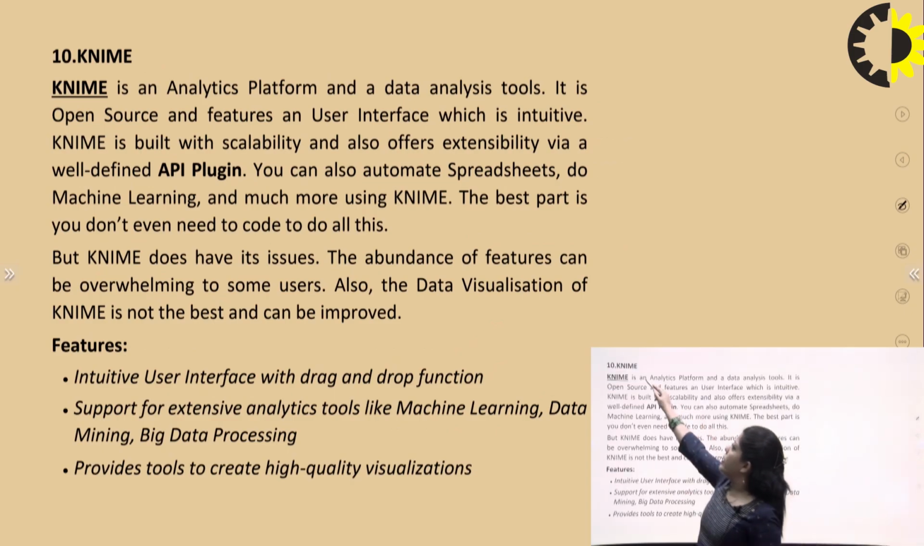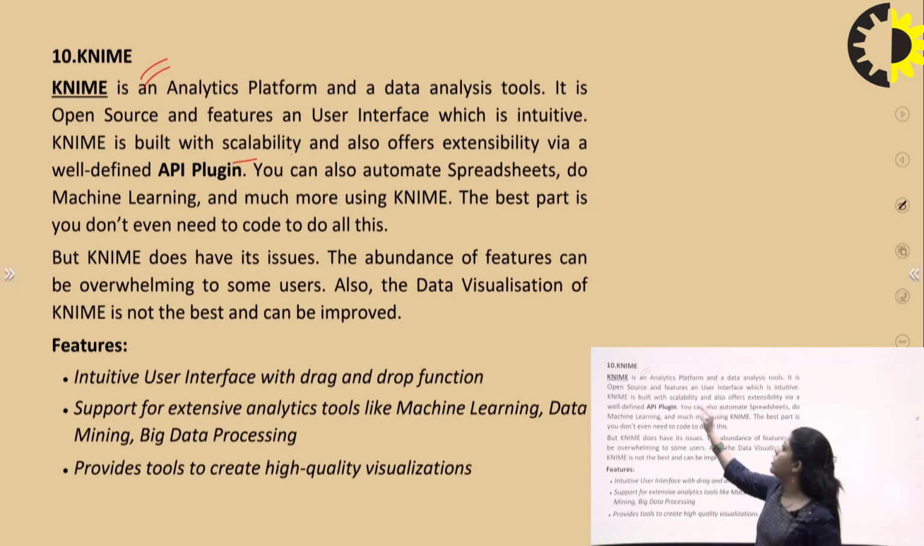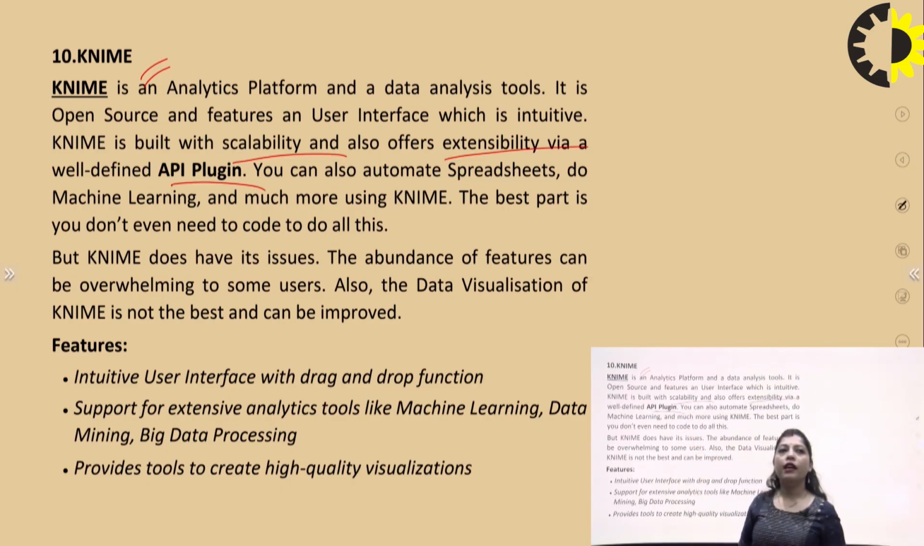Next tool is KNIME. KNIME is an analytics platform and a data analysis tool. It is open source and features an intuitive user interface. KNIME is built with scalability, and it also offers extensibility via a well-defined API plugin. You can also automate spreadsheets. You can also work on machine learning and much more using KNIME.